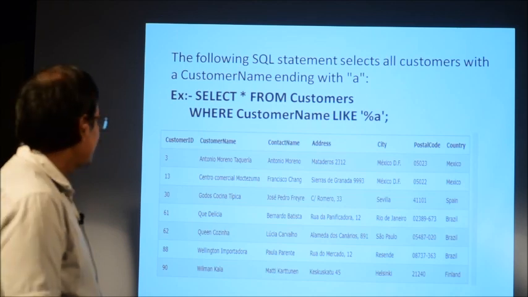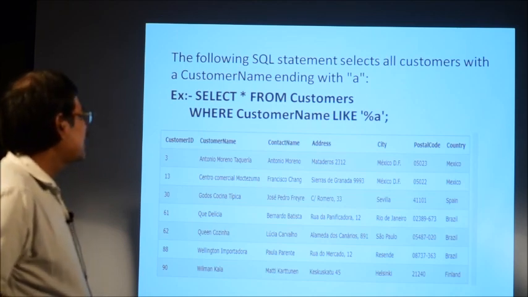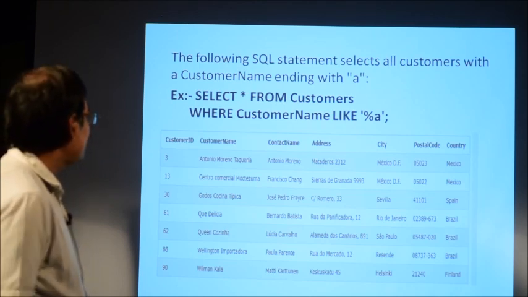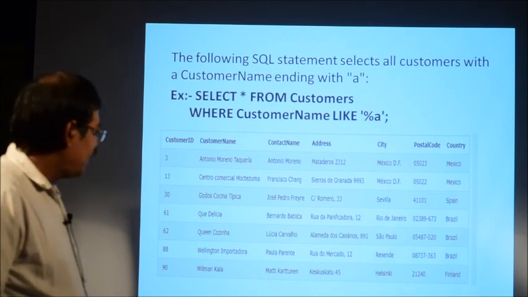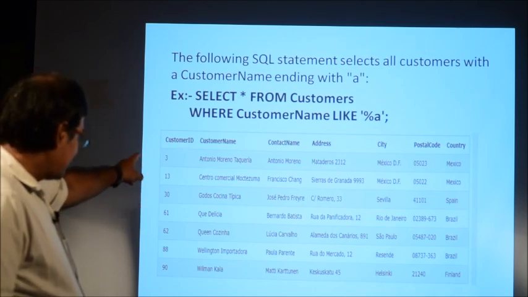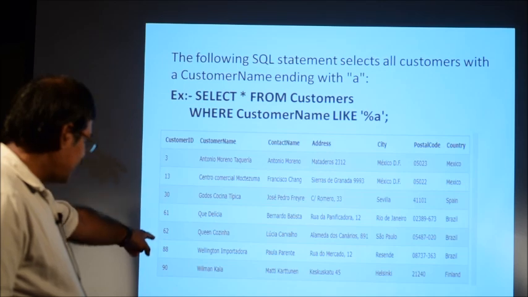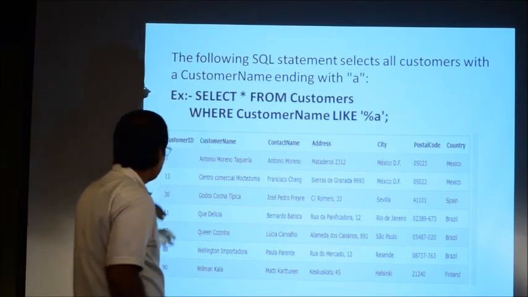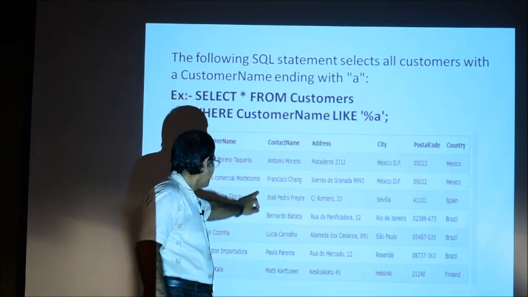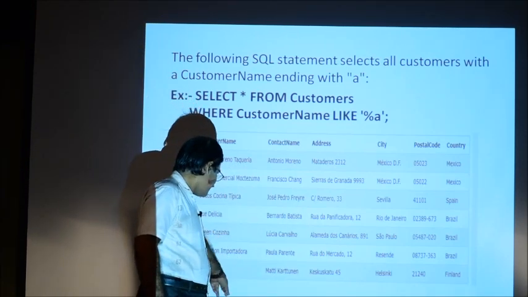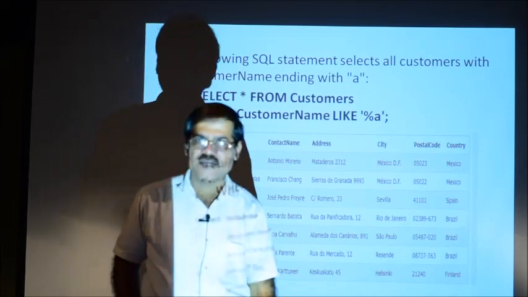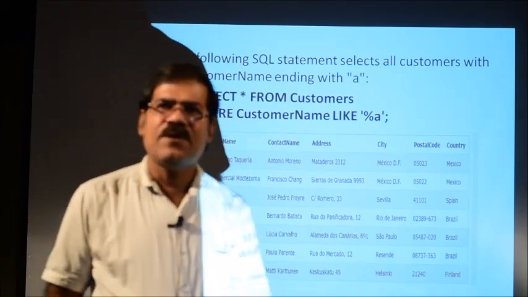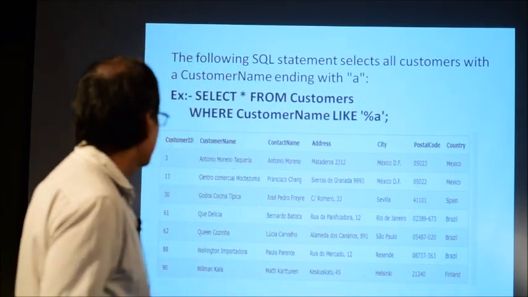So suppose you write this, earlier there is a customer table, so that many records will be selected and all the records you check for. The customer names are all ended with the letter A, because here all the names end with A.